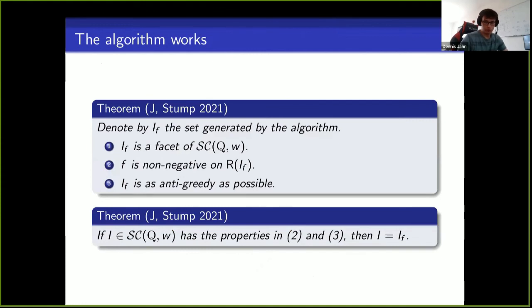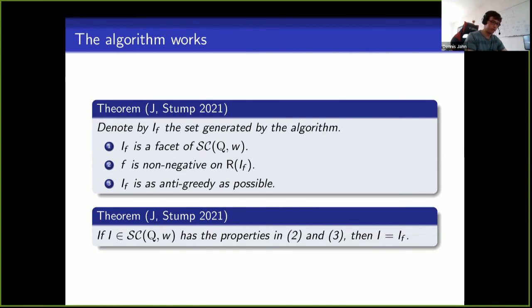And we then have to show, of course, that the algorithm does what we want it to do. If IF is the output set of the algorithm, then we can show this is a facet of the subword complex. In particular, the complement is a reduced word for our element W. So this is a generalization of the Demazure product algorithm in some sense.